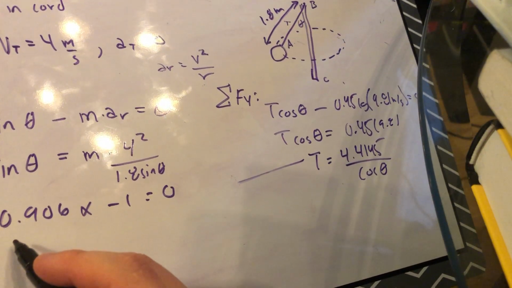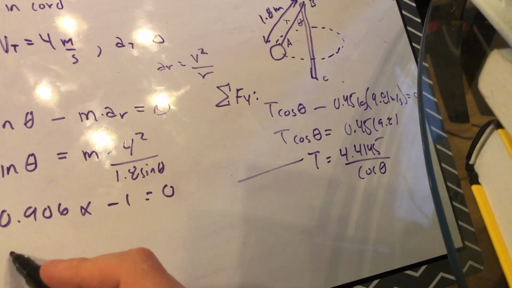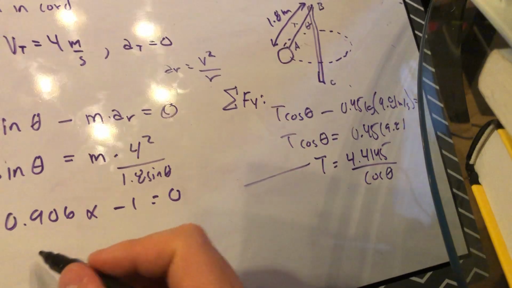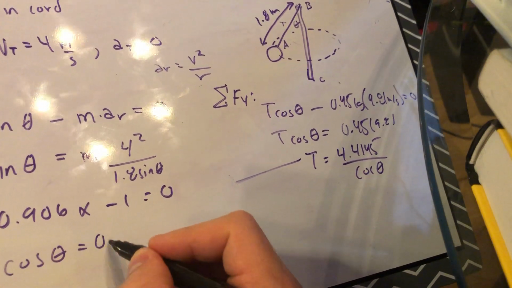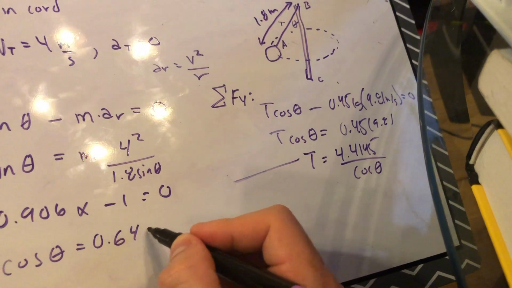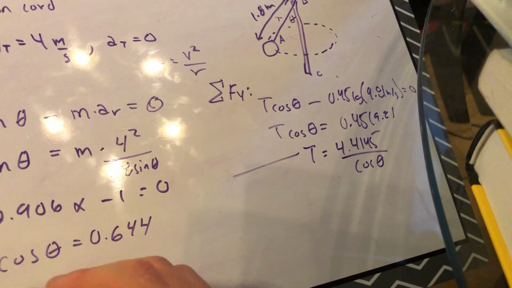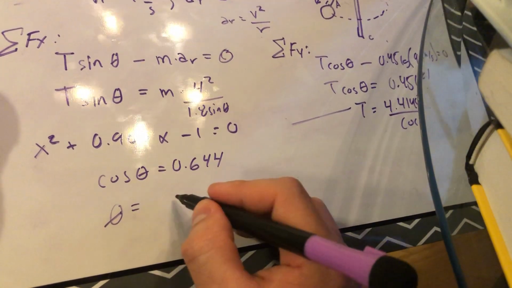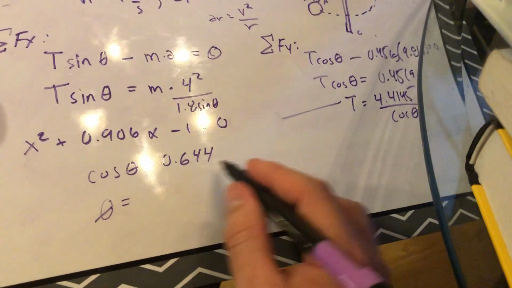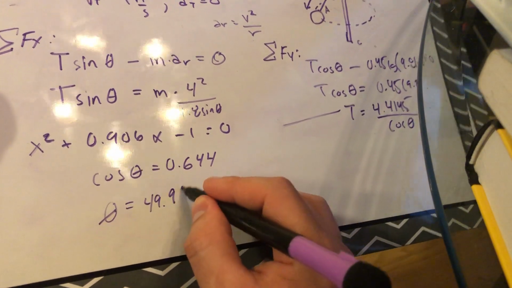What that is going to give us is essentially x is equal to 0.644, or cosine theta is equal to 0.644. And then theta is equal to inverse cosine of that, which is 49.9 degrees.